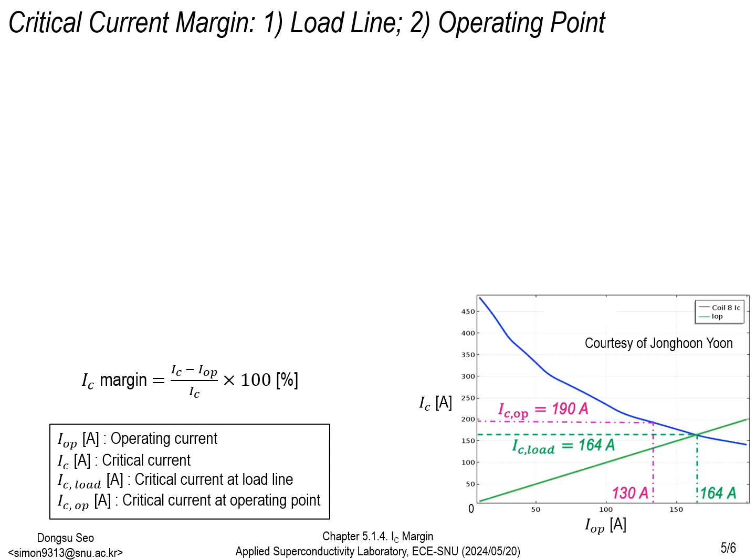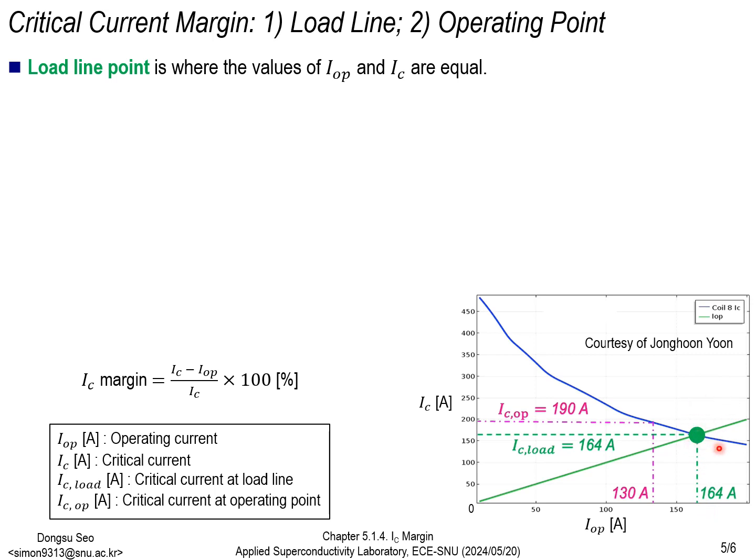There are two types of critical current margin: load line margin and operating point margin. First, the load line margin has a load line point where the operating current and critical current values are equal. The graph figure in the lower right has operating current IOP on the x-axis and critical current IC on the y-axis. So, if the operating current and critical current have an equal current value of 164 amperes, this green dot point becomes the load line point.